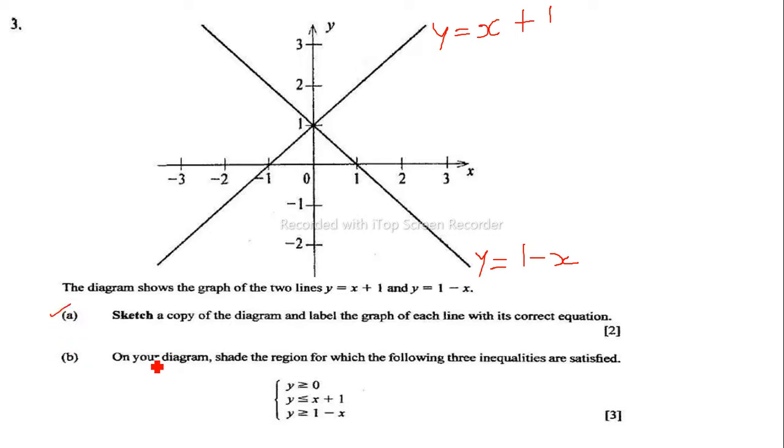Now the only thing is, on your diagram, shade the region for which the following three inequalities are satisfied. So the first one is that y has to be greater than or equal to 0. All that is saying is that we're going to use the positive axis. Alright, so y is greater than or equal to 0. Then we have the second one, y is less than or equal to x plus 1. The third one, y is greater than x plus 1. Okay, so let's do this one, C.